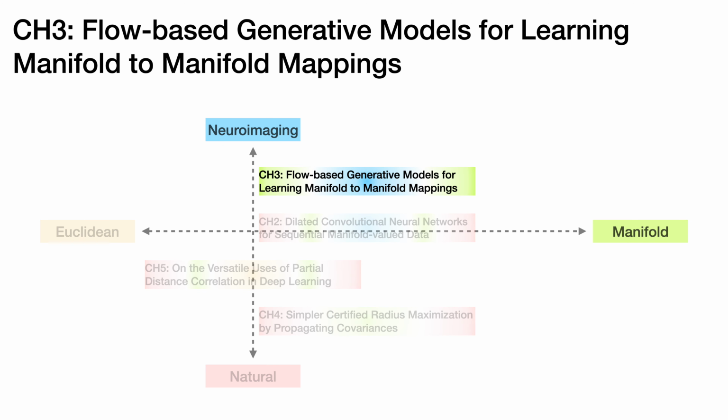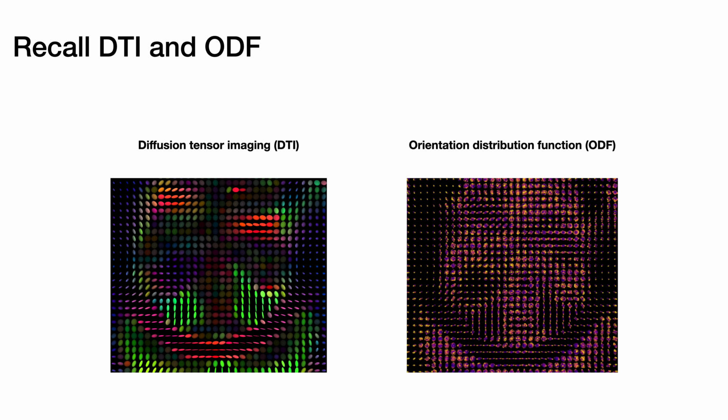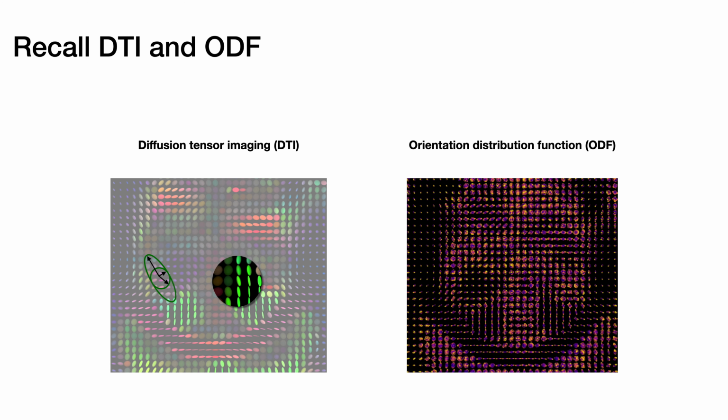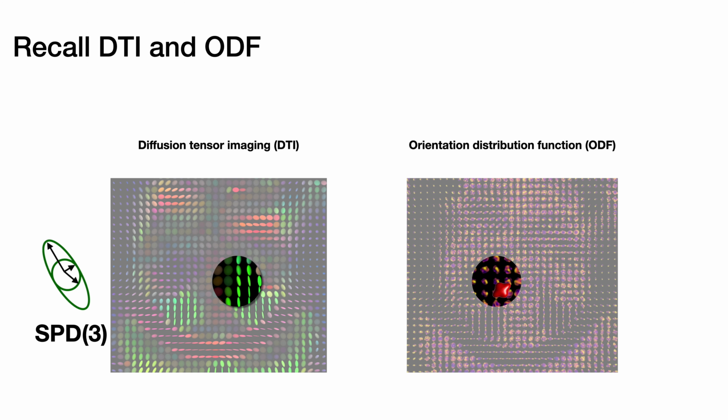Next, I will show Chapter 3, Flow-Based Generative Model for Learning Manifold to Manifold Mappings. Let's recall DTI and ODF. We know that ODF has better angular resolution, but requires much longer scanning time. Can we use a deep learning model to generate ODF based on DTI?